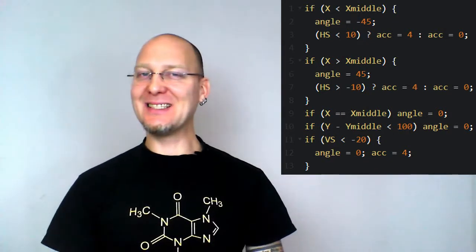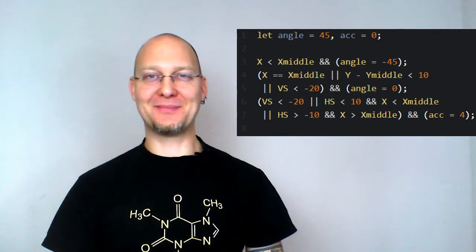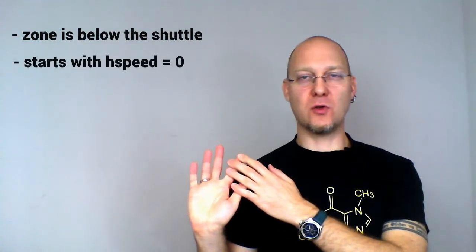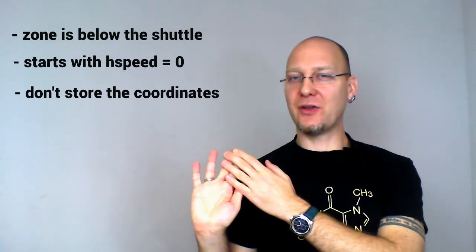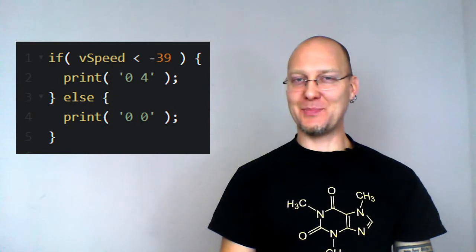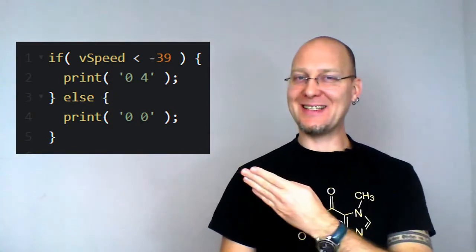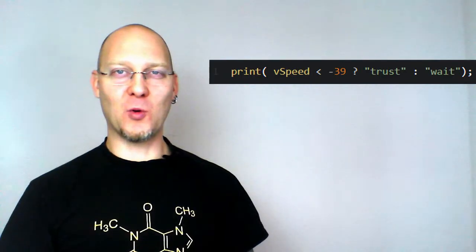As you can see, this set of rules can be optimized, their combination makes the code shorter. But let's think about that. The landing zone is just below the shuttle. It always starts landing with 0 horizontal speed. You don't need to store the coordinates of the surface of Mars. Therefore, you only need your vertical landing speed set between 0 and 40. So, the solution turns into just a simple comparison. To make a long story short, the solution can be represented just in one row. Let's dive into the code.